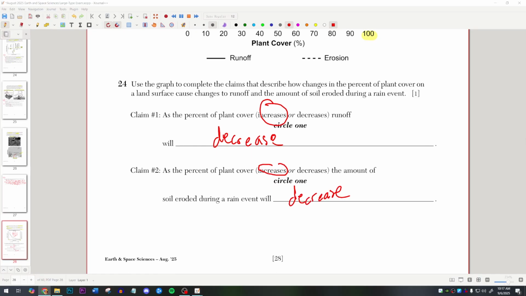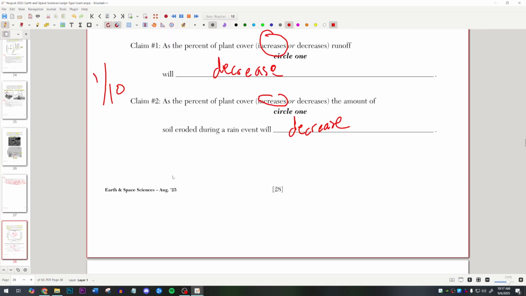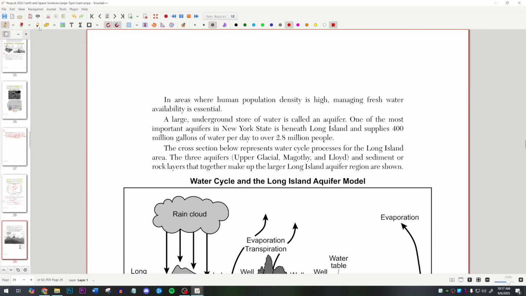Well, I just jinxed it because that was so easy. This is literally like a 1 out of 10. I think this is so far probably the easiest question on the test.